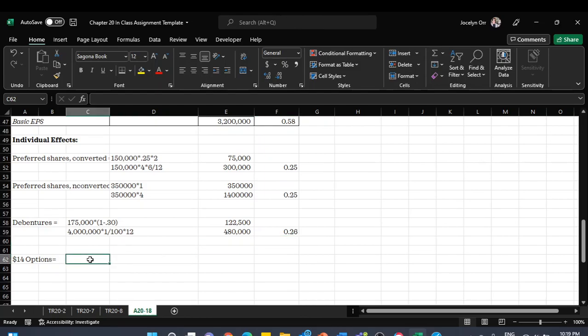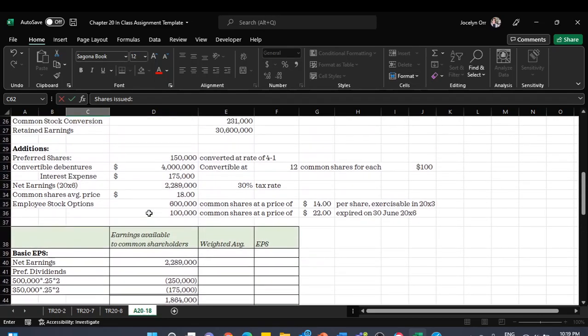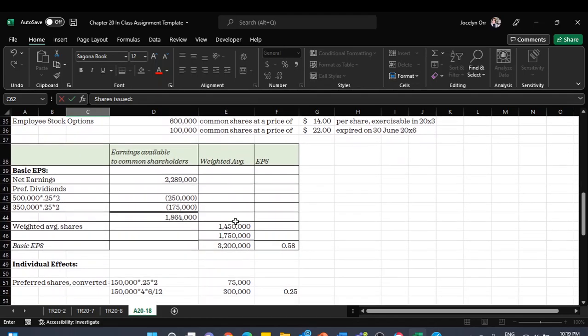Next, we look at our $14 options, okay? And we're going to use the treasury stock method here, okay? So the first question we ask is if these options are in the money, okay? Our market price was $18 per share. Our options were 14, which means that they are. So we're going to look at the shares that would be issued if they had been converted. And it was 600,000 common shares.